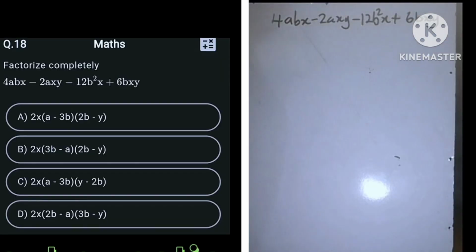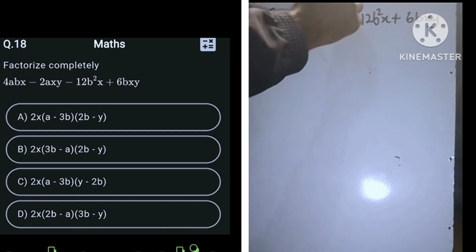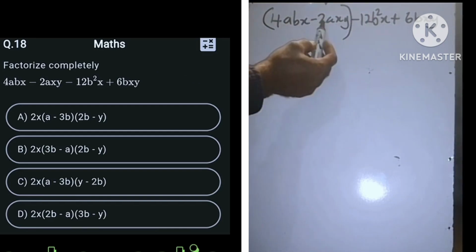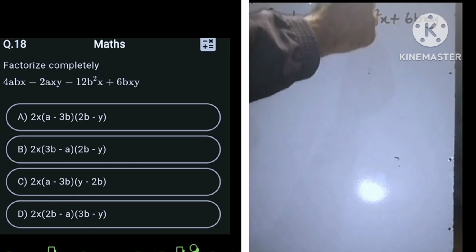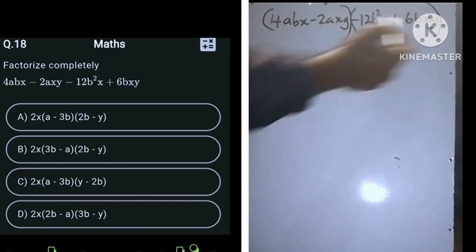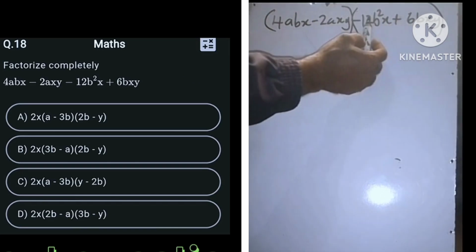Now this question is coming from factorization of algebra. Now all we are going to do is this. Since all these ones have something in common, I'm going to bracket this because they have similar coefficients. That means they have factors. Then these two I'll also factorize separately because 2 is a factor of 4 and 6 is also a factor of 12.